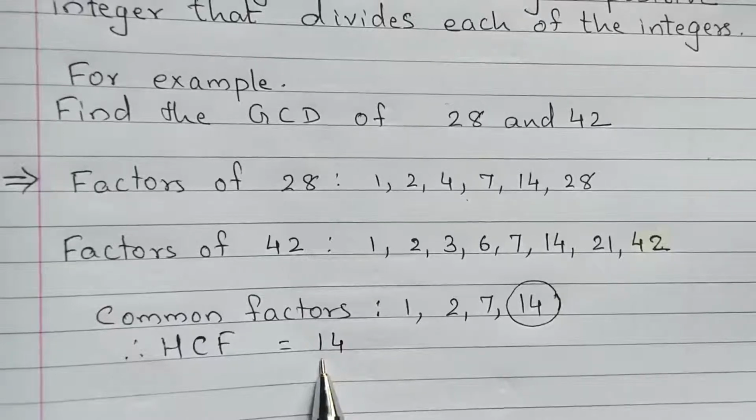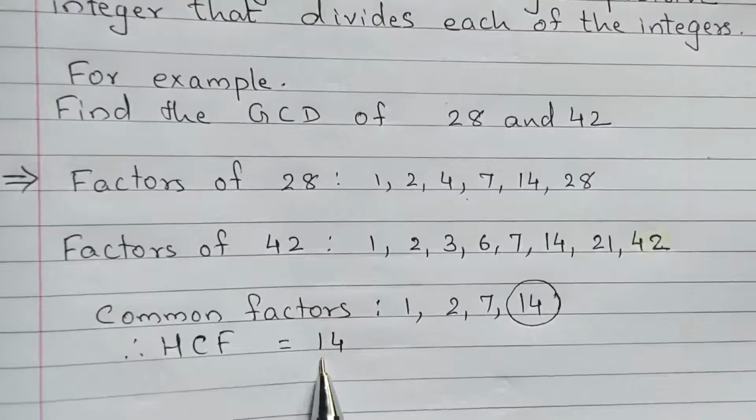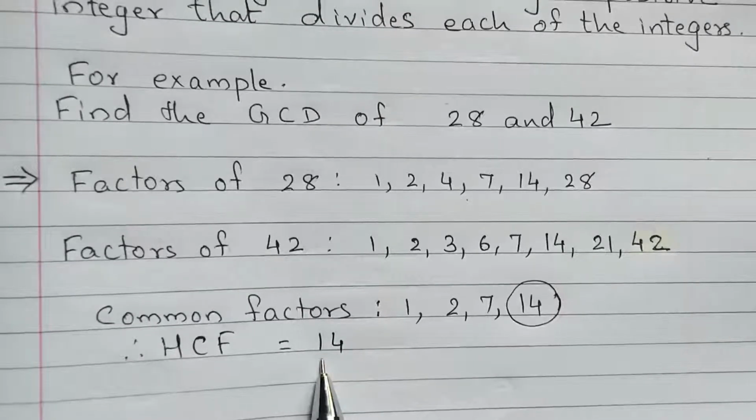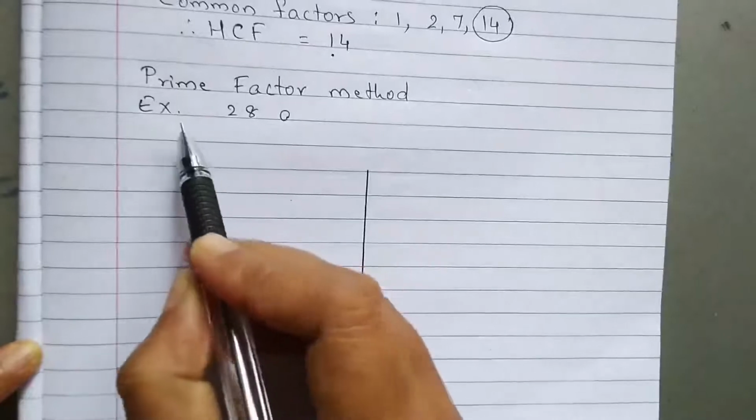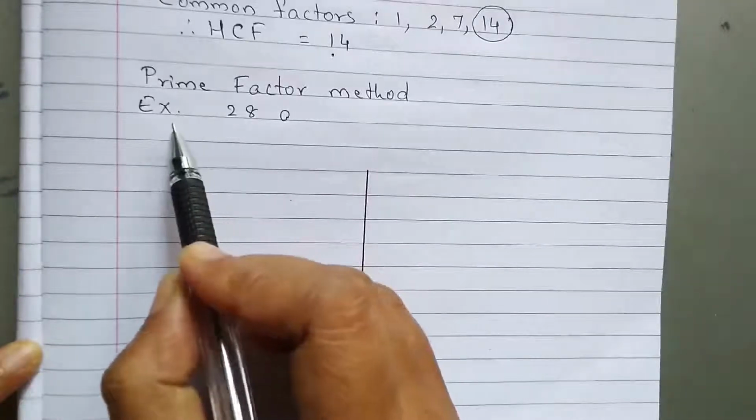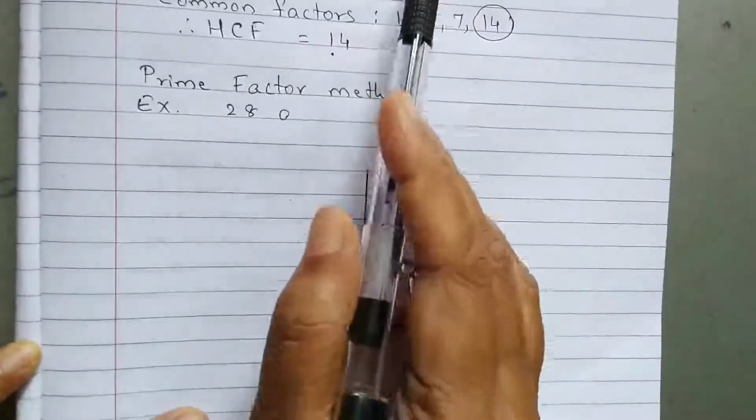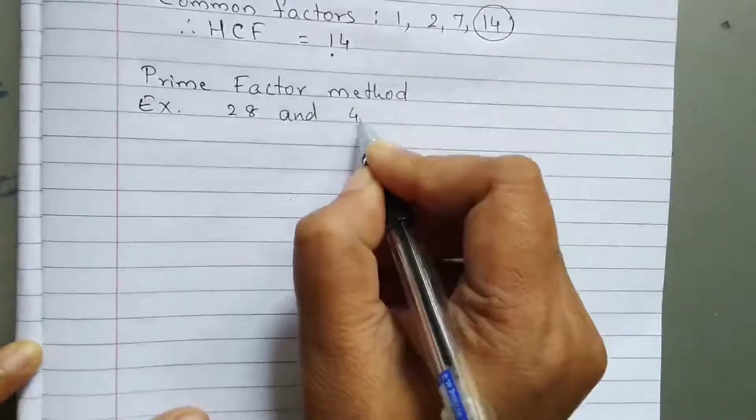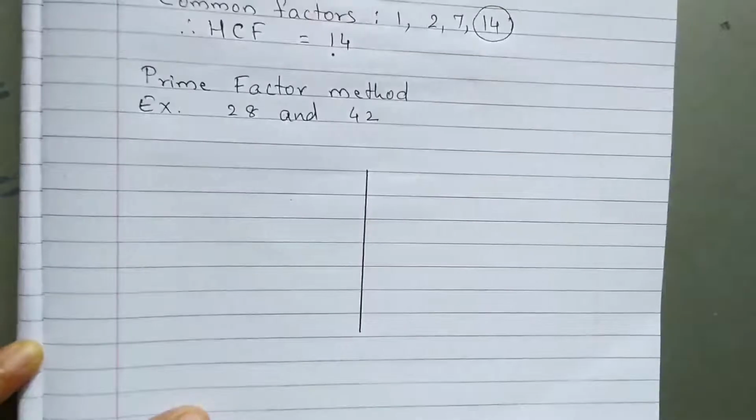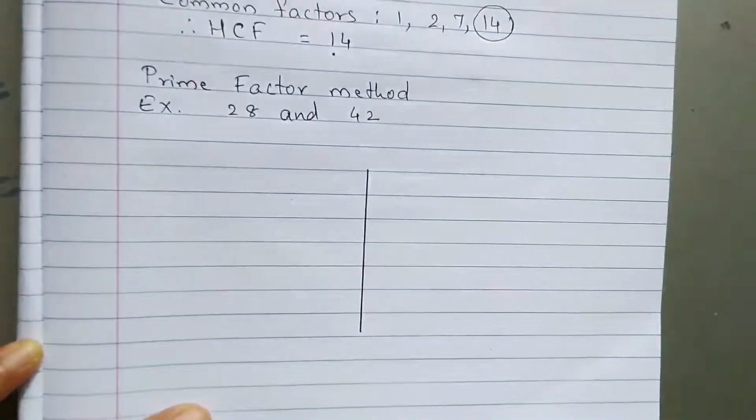Now this year you are going to study another method to find the HCF of a set of numbers. This is called the prime factor method. Now let's take the same example, 28 and 42. In the previous class you studied how to write the prime factors of numbers. So we are going to do the same thing.